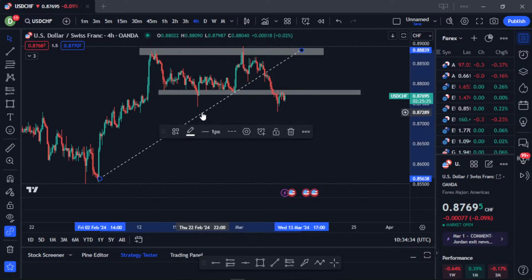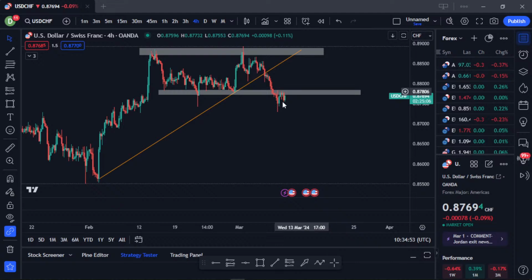So in case you don't understand this line I drew here, let me just make it sharper for you to actually see. So let me just make this line clear for you to actually see. So this line here, you can see that the market, from here, moved consecutively upward. So this line is simply marking a little uptrend that the market actually took.